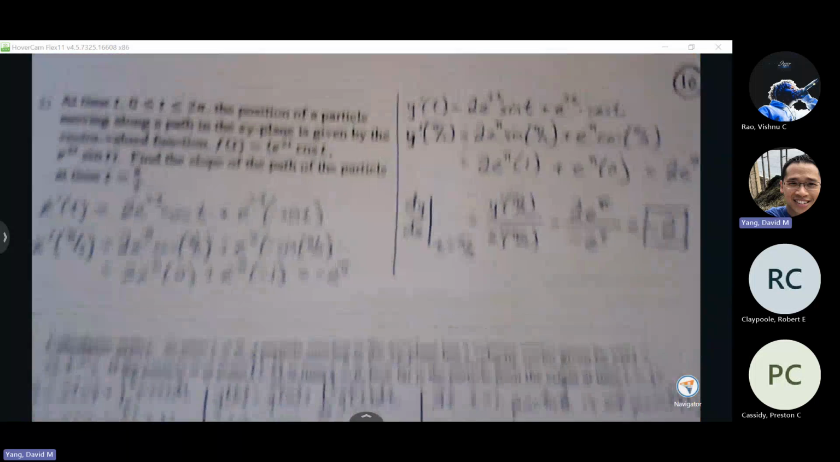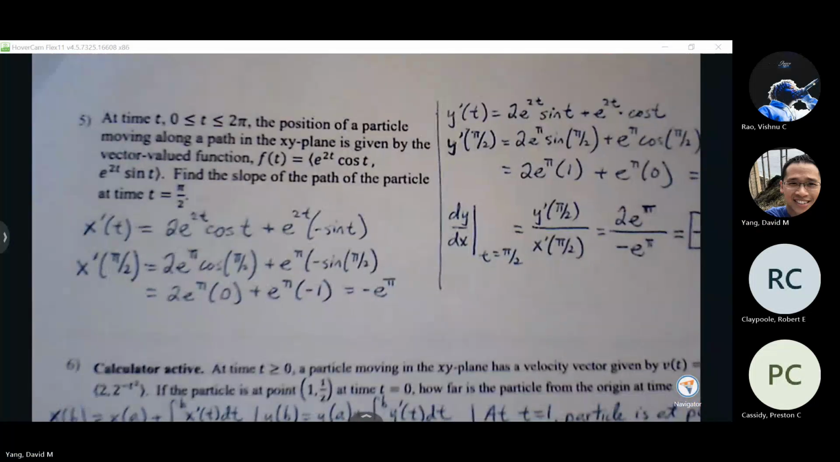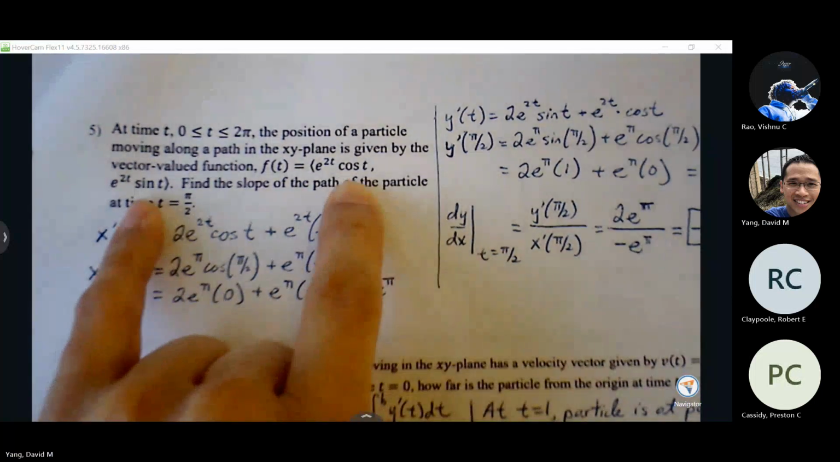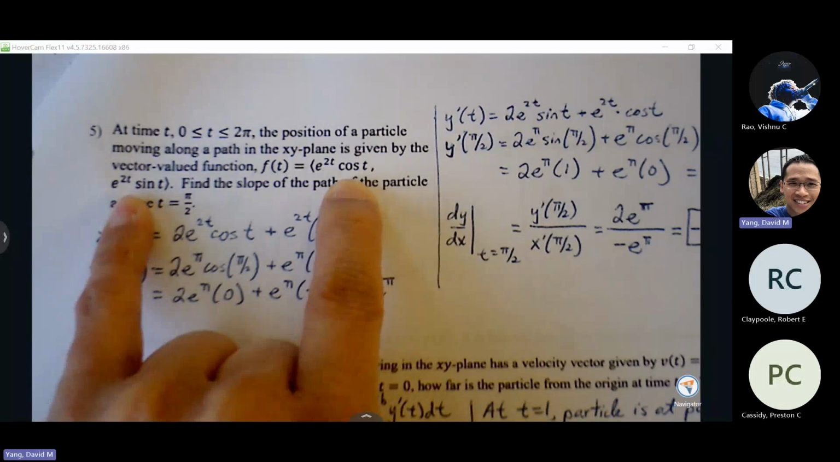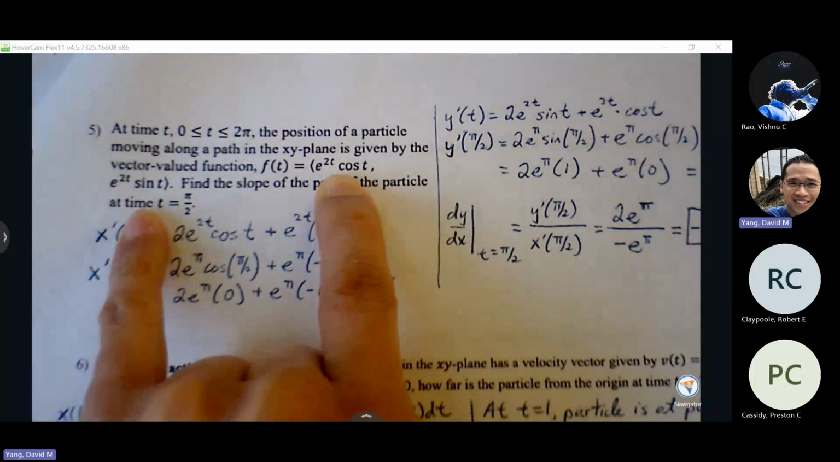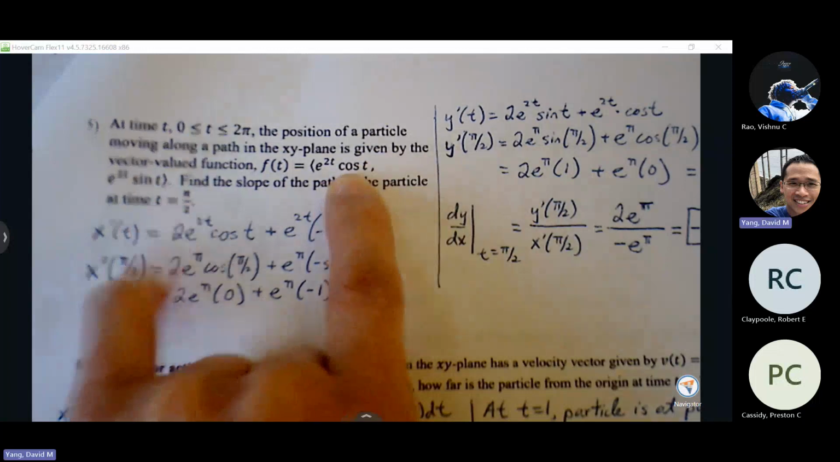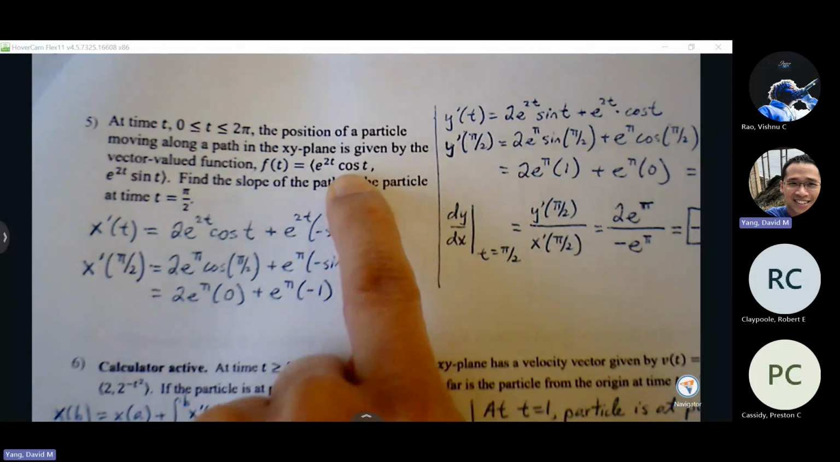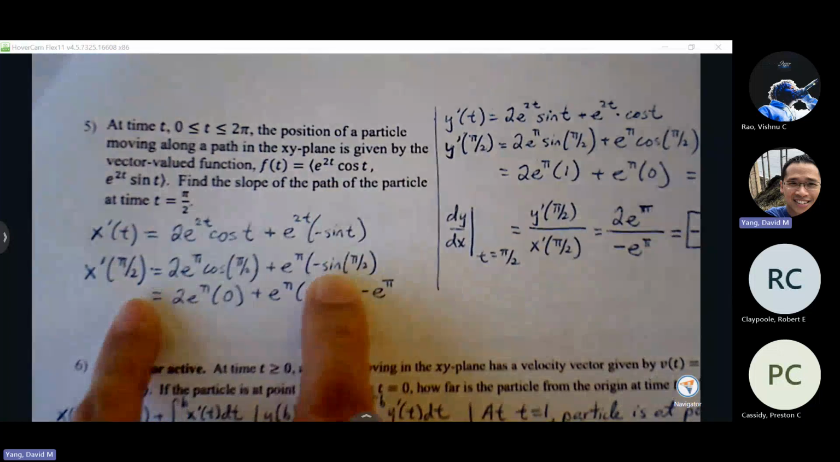Okay, number 5. For time t between 0 and 2 pi, the position of the particle is moving along the path in the xy plane. Find the slope of the particle. So we have our x and y component of our vector valued function. So to find the slope, we have to do x prime and y prime and then divide them by each other. So x prime, we've got to go through product rule. Y prime, we also have to go through product rule as well.